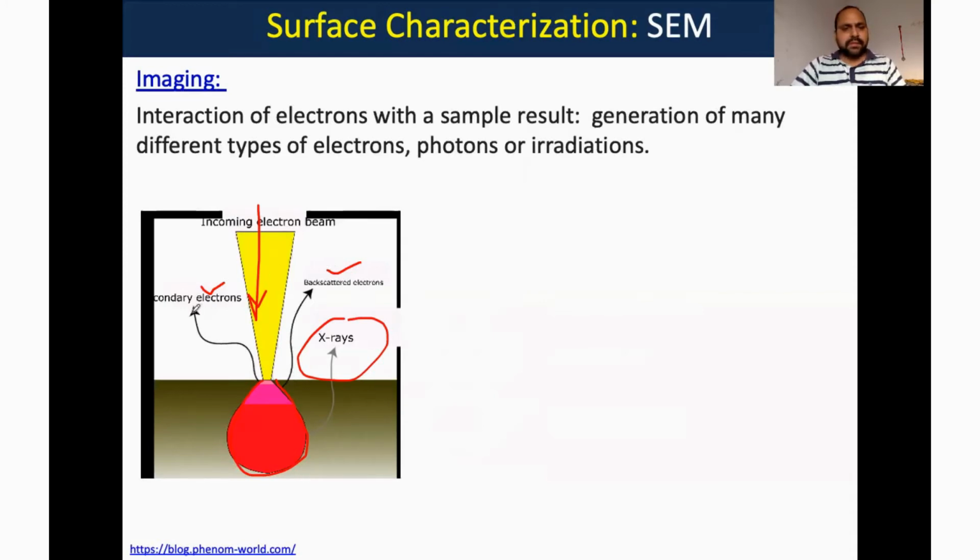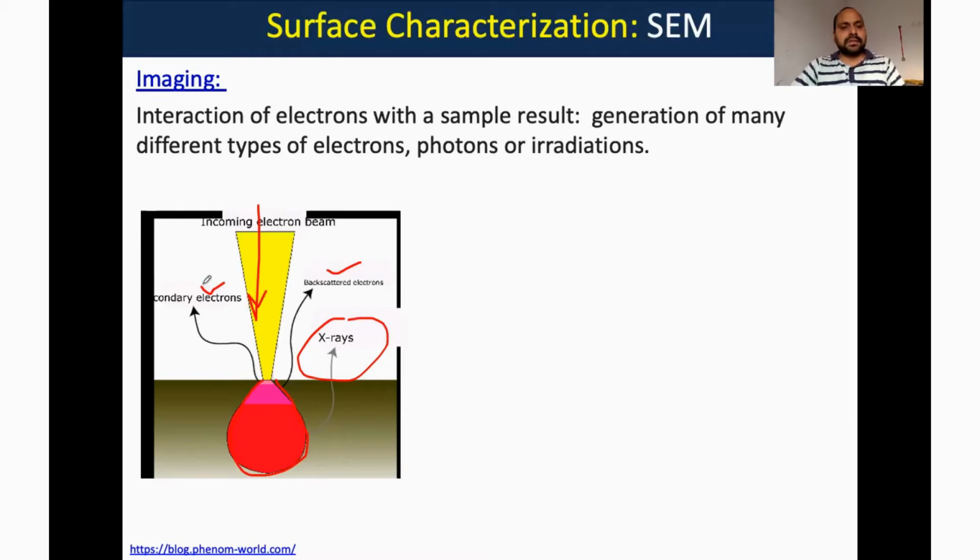But the secondary electrons are basically those electrons which are regenerated. The first electron is absorbed by the material, and then the material emits the secondary electron. So that is the regenerated or re-emitted electron from the material.